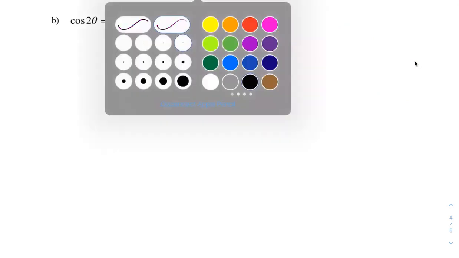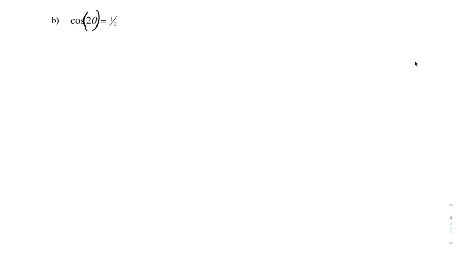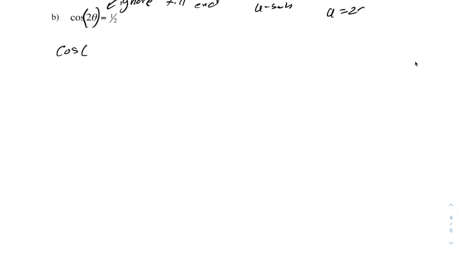Cosine 2x. Now you might be thinking, oh, that's a double angle formula. Yes, it could be, but actually, when there's a number here, what we do is ignore it till the end. Fancier math people than me call this a u sub. What does that mean? You sub something in for that. You say like u equals 2 theta.